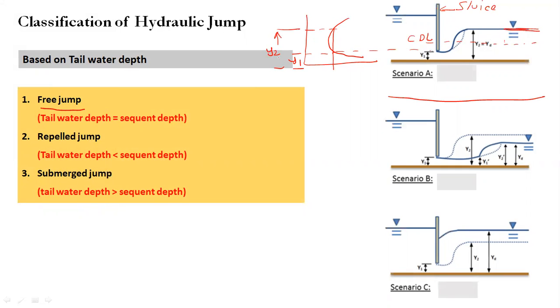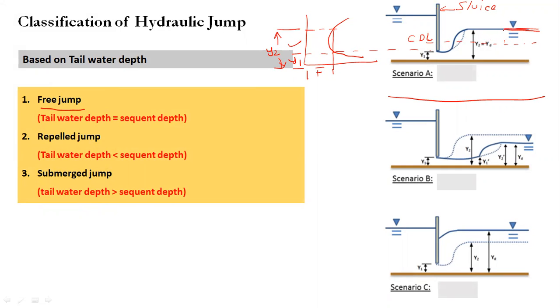What is the sequent depth? The sequent depth is the depth for which the specific forces are the same. So there will be only one depth corresponding to y1, such that both y1 and y2 have the same specific force, that is the sequent depth. And we know that these depths are the depths of the hydraulic jump. So a free jump will take place when your tail water depth is equal to this sequent depth, equal to y2.